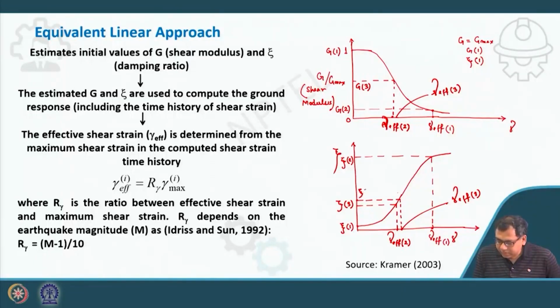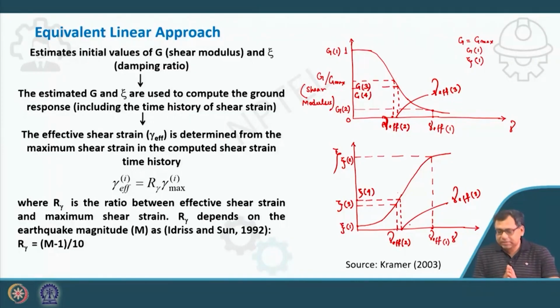Consider this is your damping 4 and this is say G4. So you repeat it again, and now your next effective strain will be very close to effective strain 3. So effective strain 4 will be definitely in between 2 and 3, and very close to 3, and so on.